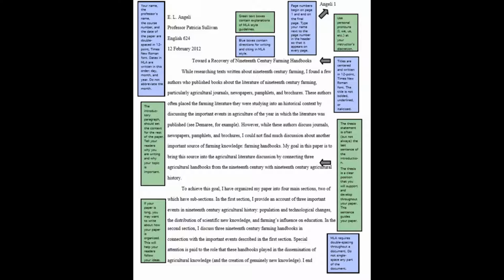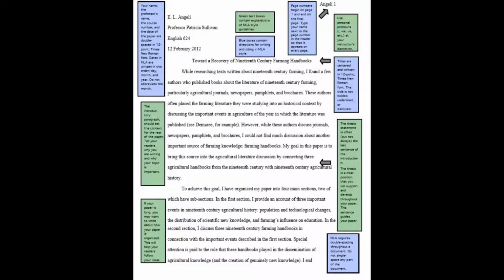On the left-hand side of the page, up at the top, you'll notice the person's name. So they chose instead to use their initials, E.L. and Angeli, which is their last name. Then the next line is Patricia Sullivan. The English 624, then 12 February 2012.